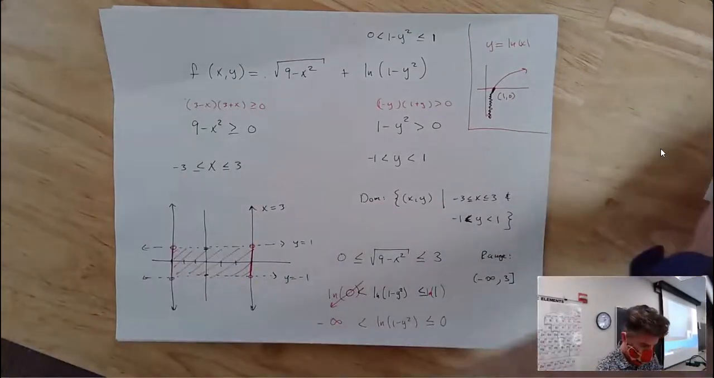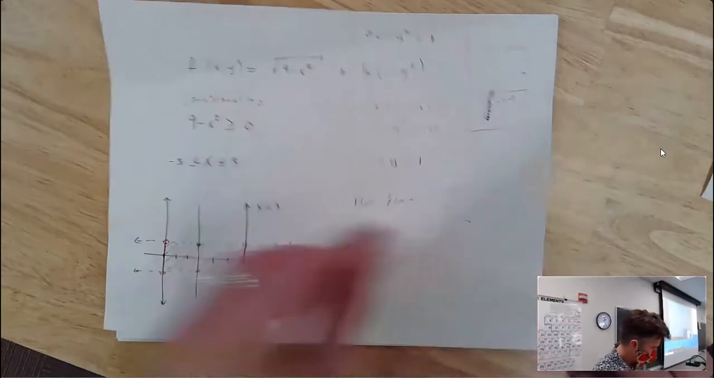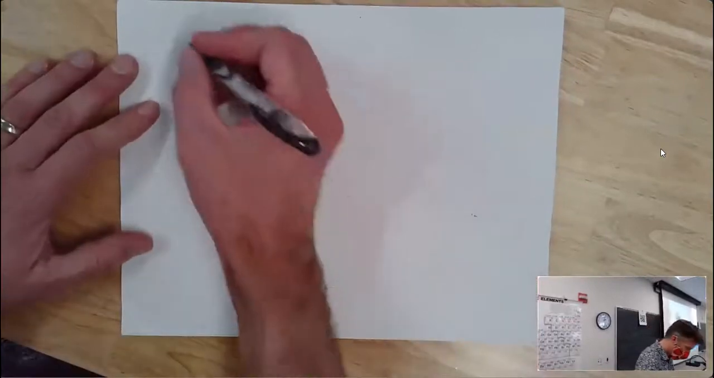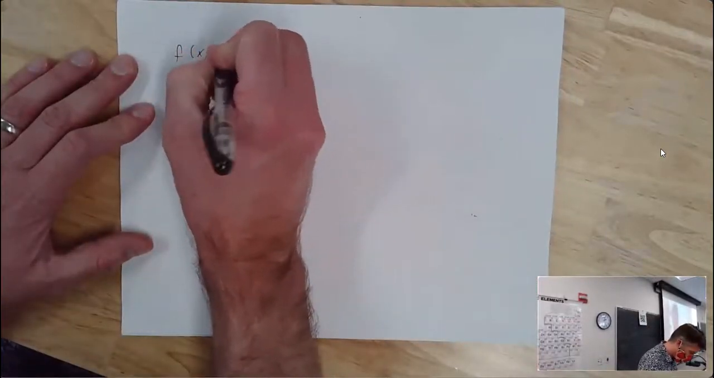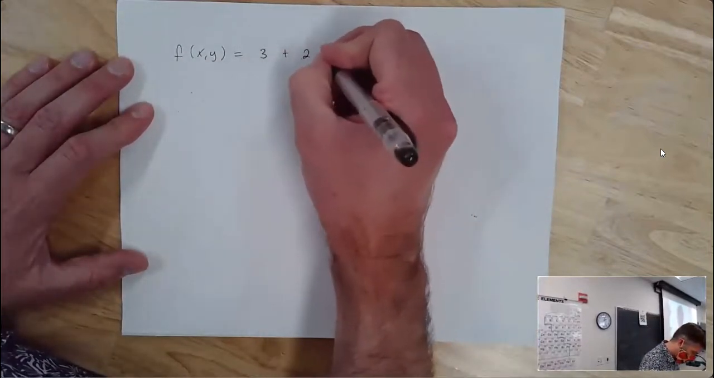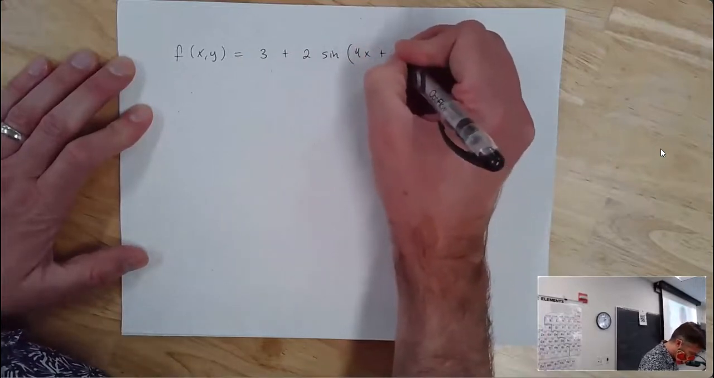All right. Let's look at, what time is it? I'm trying to be judicious with the time. We can talk more about domain and range, but I feel like let's do one more. Let's look at f of x, y equal to 3 plus 2 times sine of 4x plus 2y.